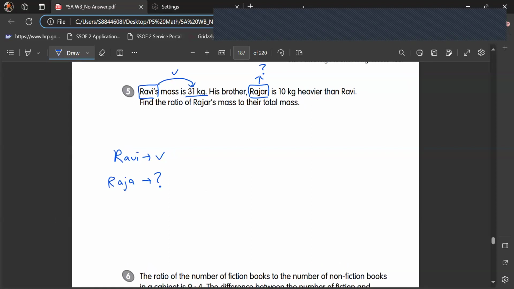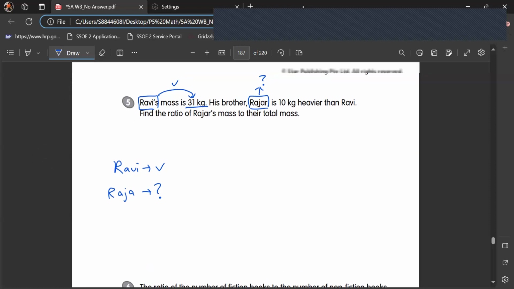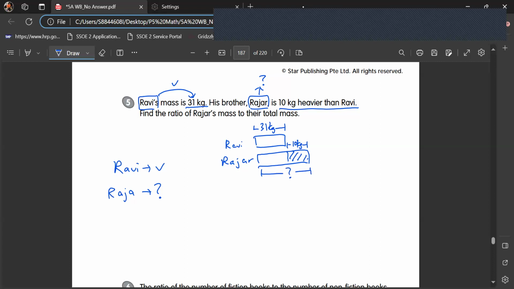Even though Raja is not given, it gives you the relationship. I have Ravi as this amount, 31 kilograms. I have Raja kilograms heavier, so this extra bit is 10 kilograms. So I don't know Raja. So I draw a model to show it.